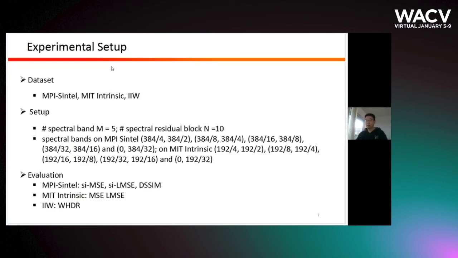Our experiment setup. We conduct experiments on different datasets: MPI Sintel, MIT Intrinsic, and IIW. The default number of spectral bands is 5, and the number of spectral residue blocks is 10. And the evaluation metrics follow previous works, which are listed here.